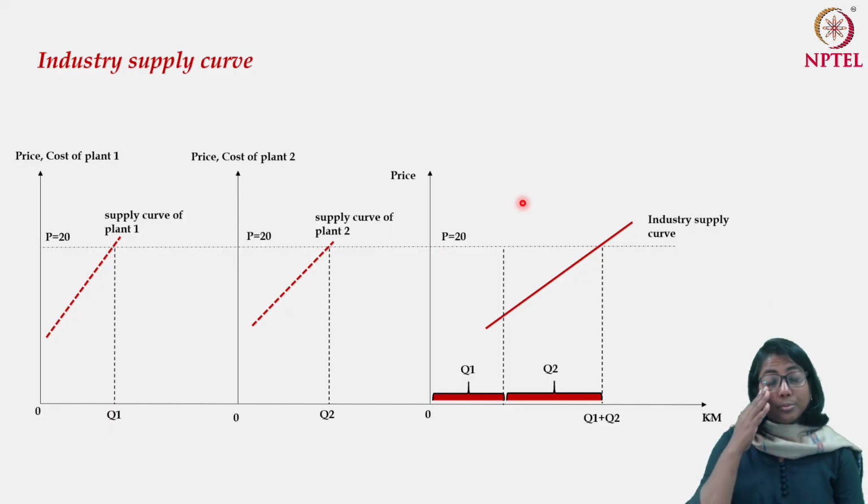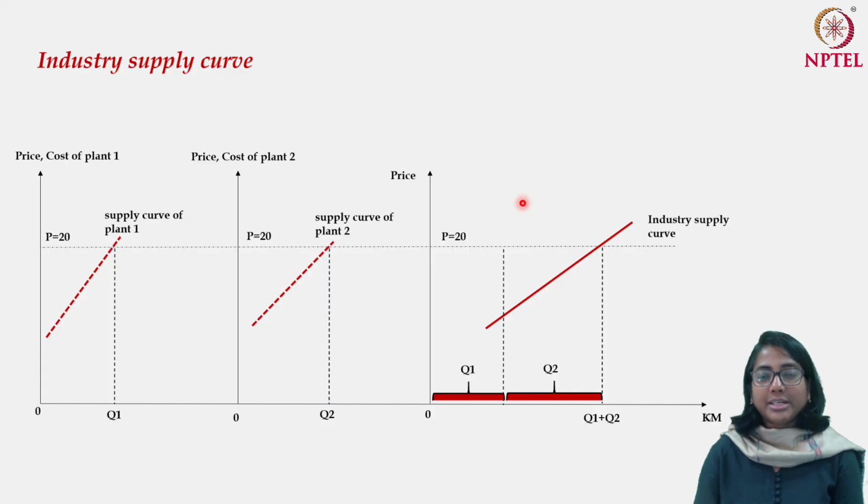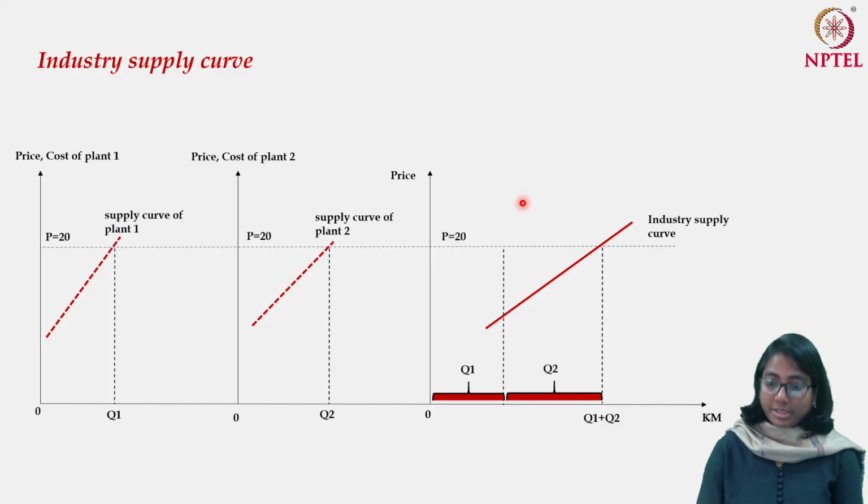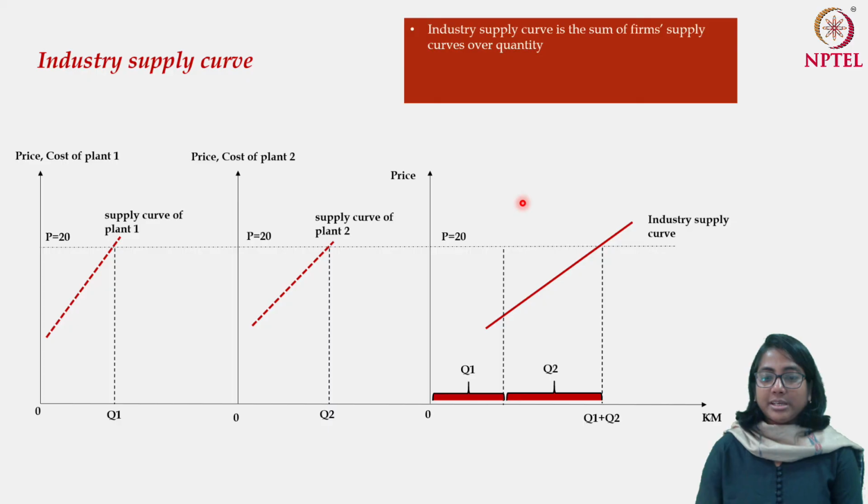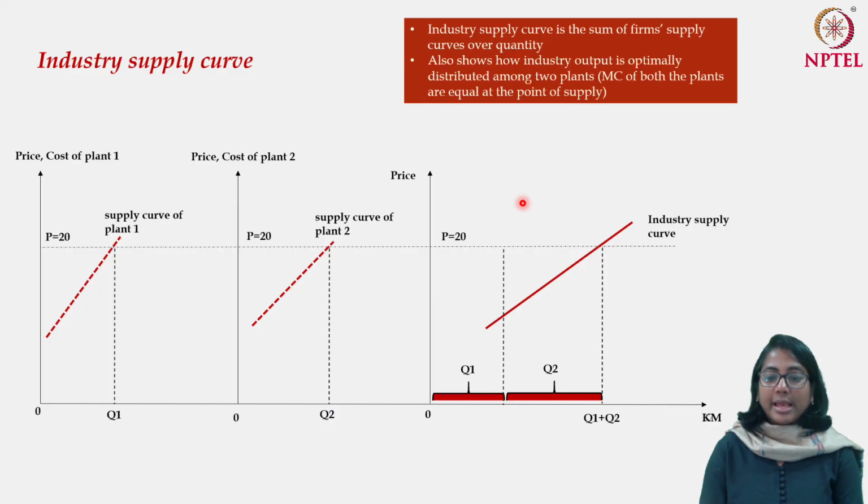But again, note that this is the structure which is prevalent in a competitive market. In monopoly, things are very different. What we see here is that the industry supply curve is a sum of firms' supply curves over quantity, not over price, but over quantity. The second thing I would like you to notice is that it also talks about distribution. If the total quantity that you want to produce is Q1 plus Q2, how do you distribute this quantity among the two plants given a particular price?